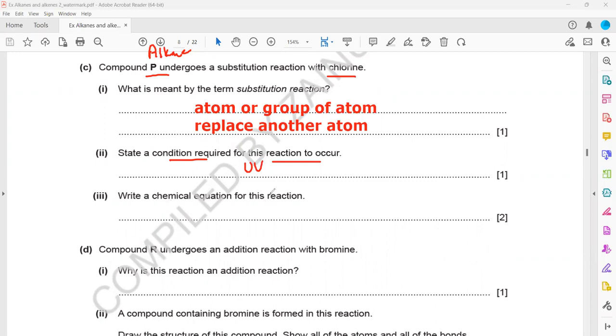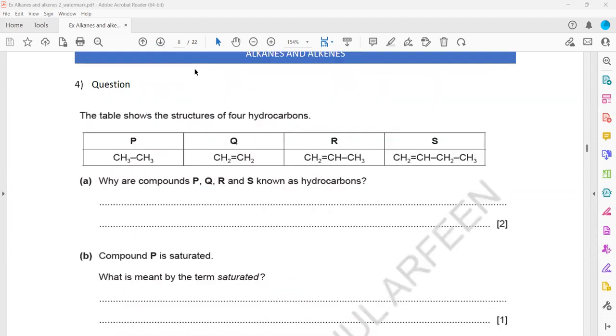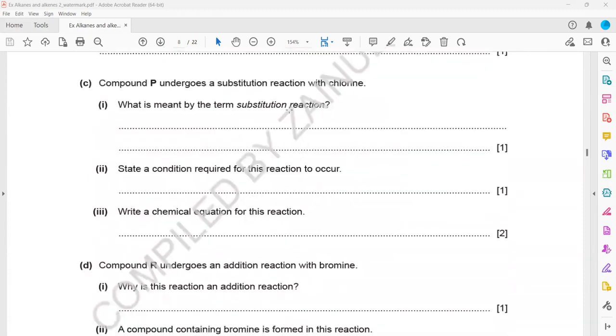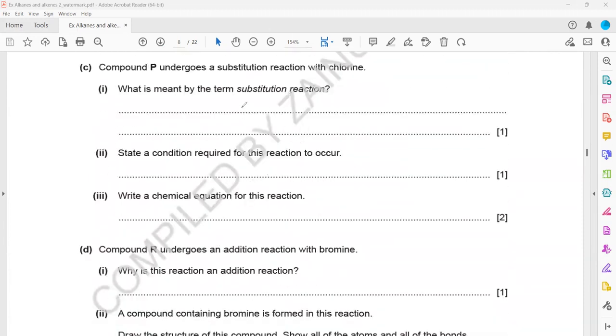Then write the equation for this reaction. So what is P? Compound P contains 2 carbon atoms, so it is ethane. And we have to write a chemical equation. So C2H6 plus Cl2 gives C2H5Cl plus HCl. Good. So in a substitution reaction, one chlorine will enter and replace a hydrogen. Chlorine replaces hydrogen, so it will form C2H5Cl plus HCl.